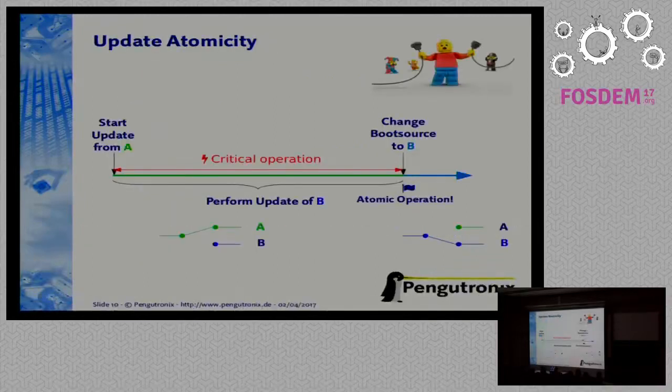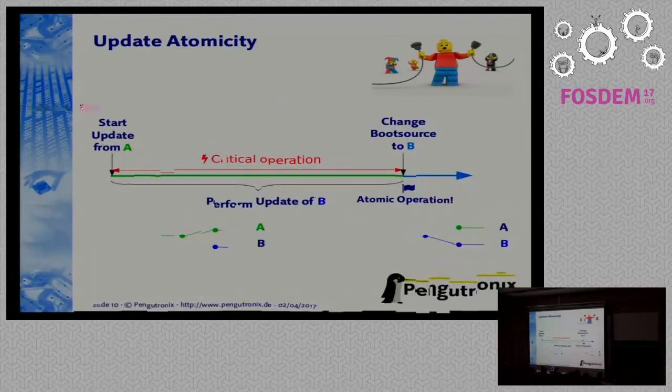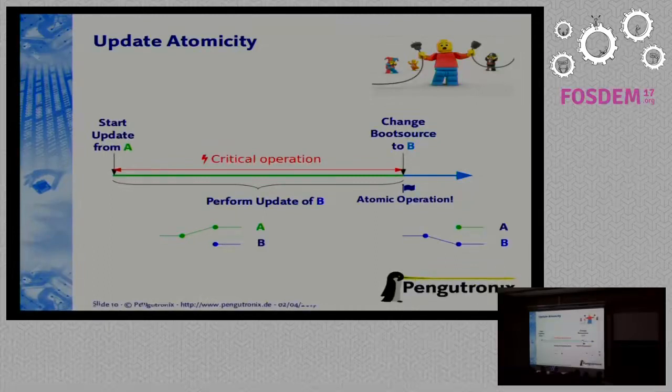Another thing that is really important when updating is atomicity. The result of the update should either be that the update succeeded or the update failed. And you don't want to leave it in an intermediate state where it's not defined. So how can we achieve this?